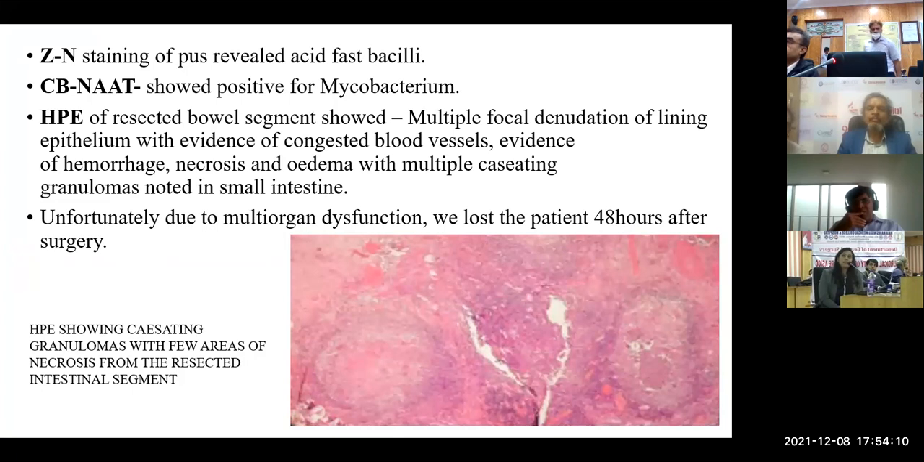HP of the resected bowel segment showed multiple foci of denudation of lining epithelium, congested blood vessels, evidence of hemorrhage, necrosis, and edema, and multiple caseating granulomas in the small intestine. Unfortunately, due to multi-organ dysfunction, we lost the patient 48 hours after surgery.